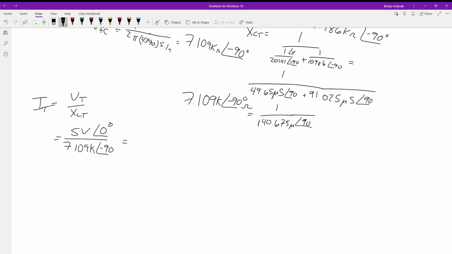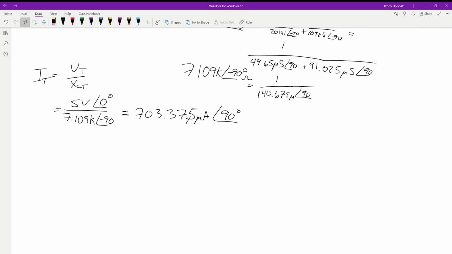What does our current come out to be? .37 at a positive 90 degrees. Because again, we have 0 minus a negative 90. Okay? So we have total.